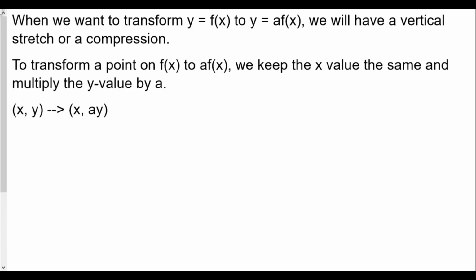We want to transform y equals f of x to y equals a times f of x. We have vertical stretch compression. And basically the idea is that if a is greater than 1, it's going to be a vertical stretch. If a is between 0 and 1, then we'll have a compression. To transform the point x, f of x to x, a f of x, we keep the x value the same and multiply the y value by a. So the type of transformations are somewhat similar to dilation, but only for one aspect. Only the y value is being transformed, or in this case, multiplied by the constant.